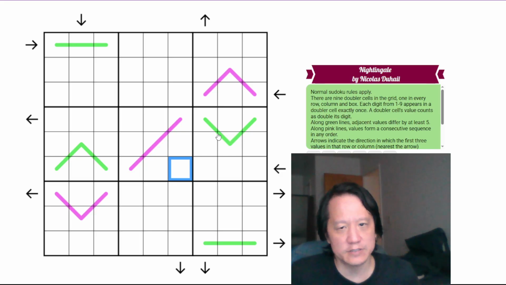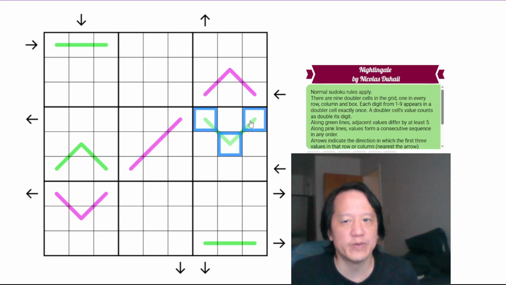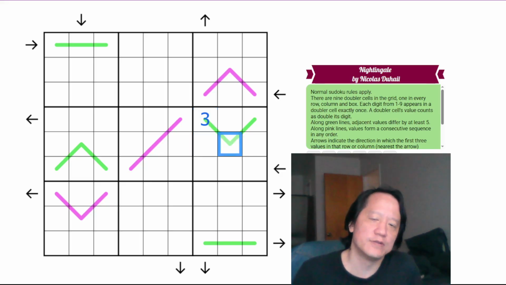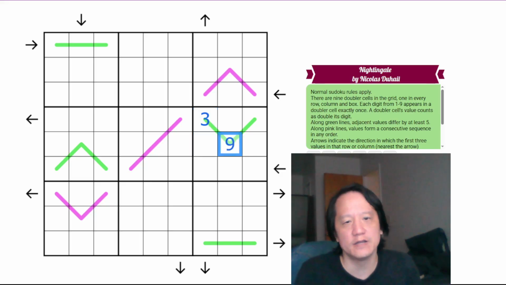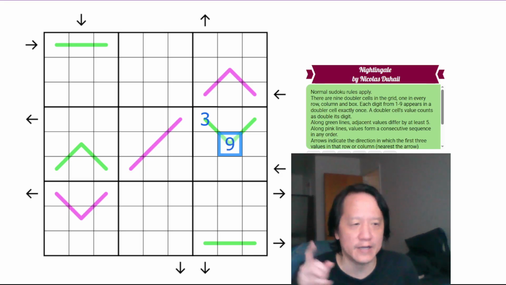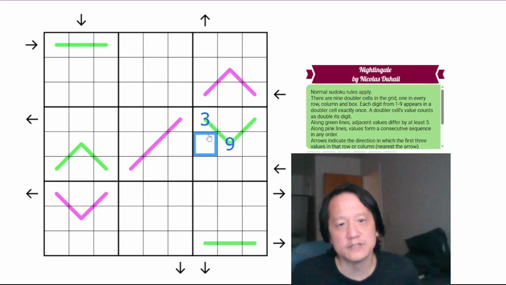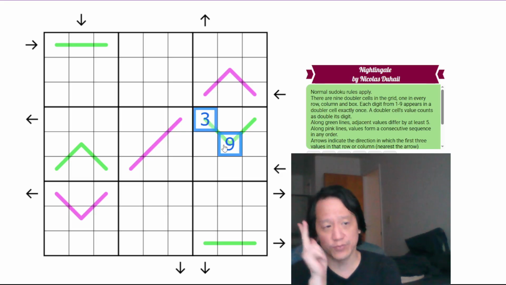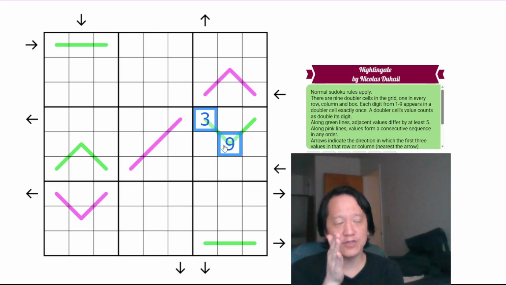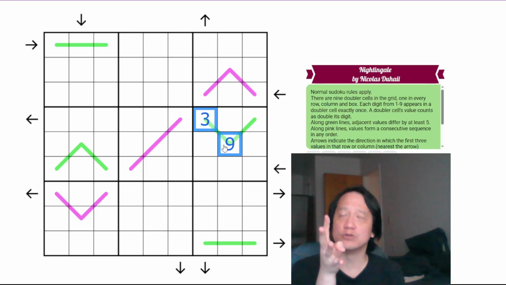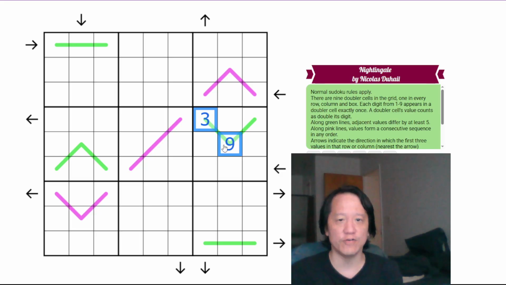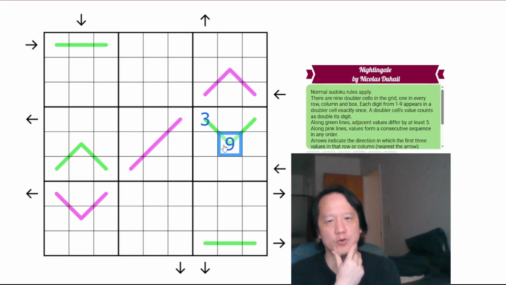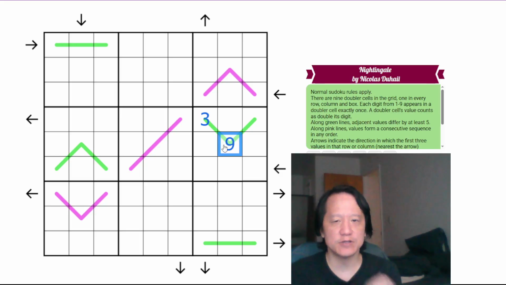Along green lines, adjacent values differ by at least 5. So, for example, say we had a 3 here. Then this could be an 8 or a 9, or it could be a 5, 6, 7, 8, or 9 doubled, because the values that are 5 or more away from 3 are anything that's 8 and above. Actually, I guess 4 doubled also works too. So any digit 4 or more doubled would also fit. So that's how these green lines work.